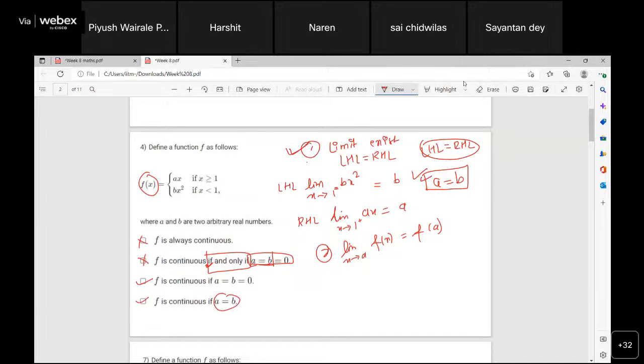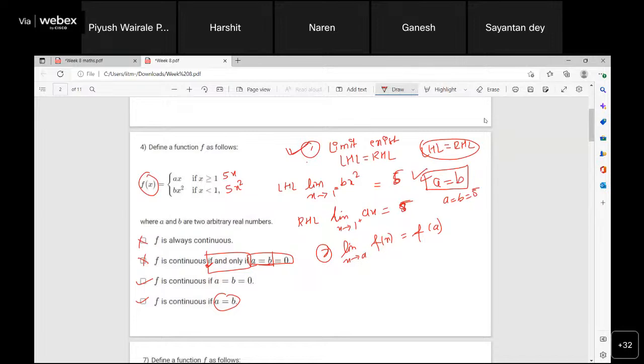Suppose a equals b equals 0, what will you get? 0, 0, right? So we are getting the same value when x tends to 1, and our function is continuous. Now, suppose a equals b, and you change it to 5. Now what will you get here? 5x and here 5x squared, right? But if you find the limits, you will get 5, 5. That is, our function will be continuous.